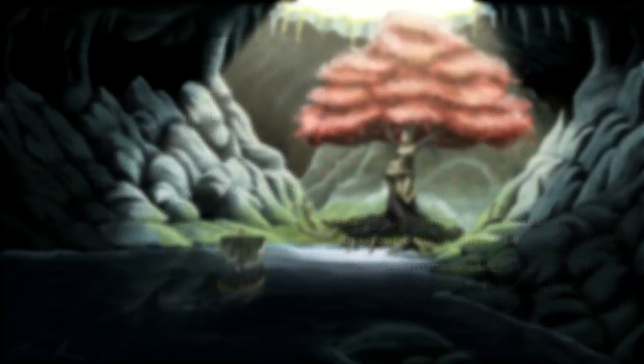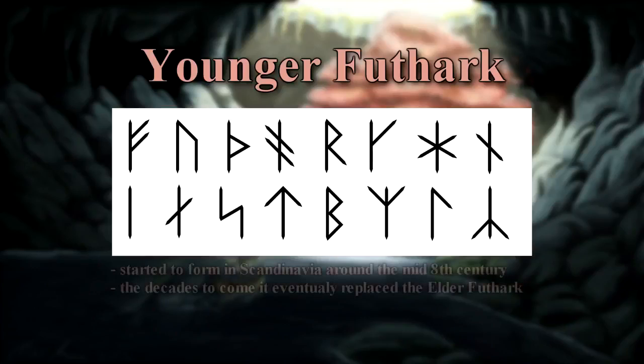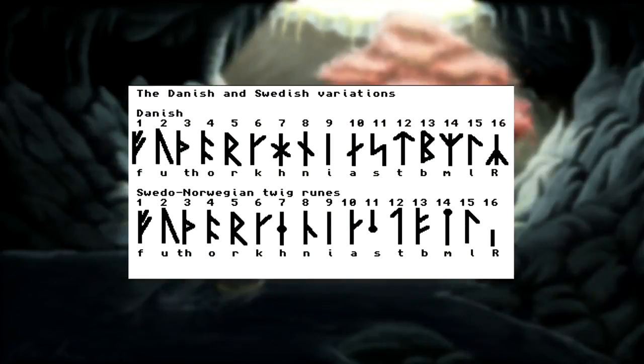Lastly, there is the so-called Younger Futhark, and it was a slightly transformed version of the Elder Futhark that started to take shape in Scandinavia at the beginning of the Viking Age, and during its course it came to slowly replace the older runic alphabet. There were 2 major variations of the Younger Futhark, namely the Danish and the Swedish-Norwegian. These futharks, compared to their predecessor, only contained 16 letters, and so as a consequence of this reduction, some of the letters came to stand for multiple vocal sounds.